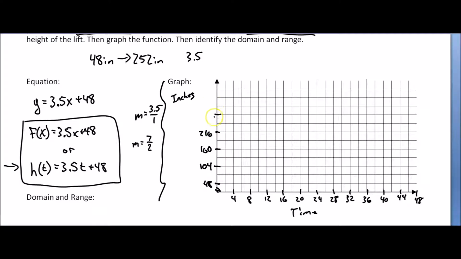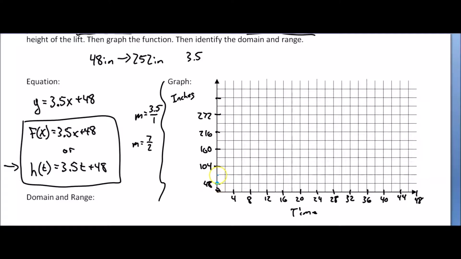And I'm really just hoping to make sure I get that 252 included here. And it will be right around here. Okay, I don't need to go any higher than that. So now as I plot this thing, right here, that's 48.